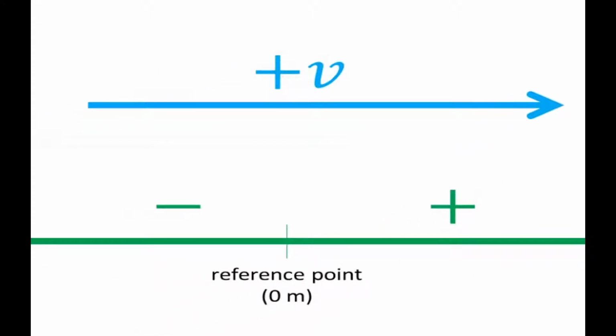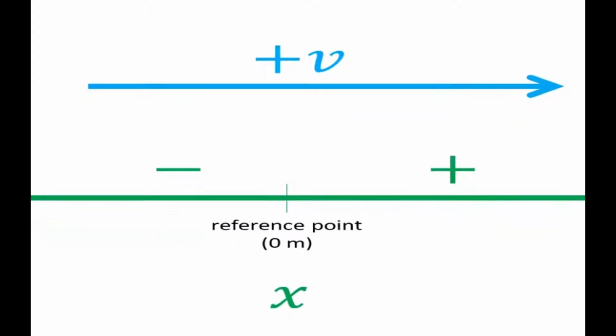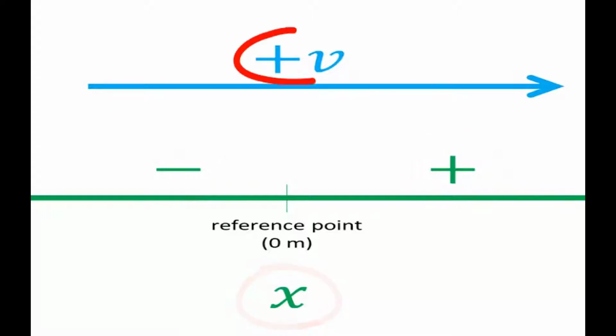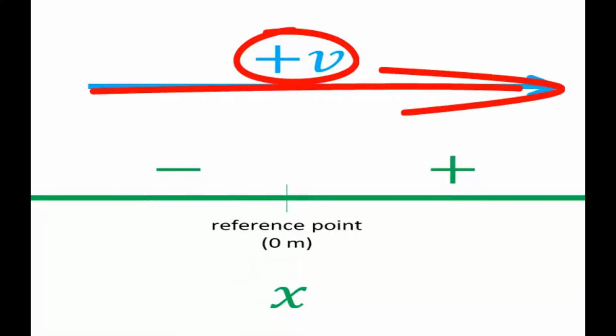It doesn't matter where it is, whether it is on the right or on the left. We could say to the right or to the left of the reference point. That is not relevant to velocity. That is only relevant to the sign, positive or negative, of position. But for velocity, a positive velocity just means it's moving towards the right.